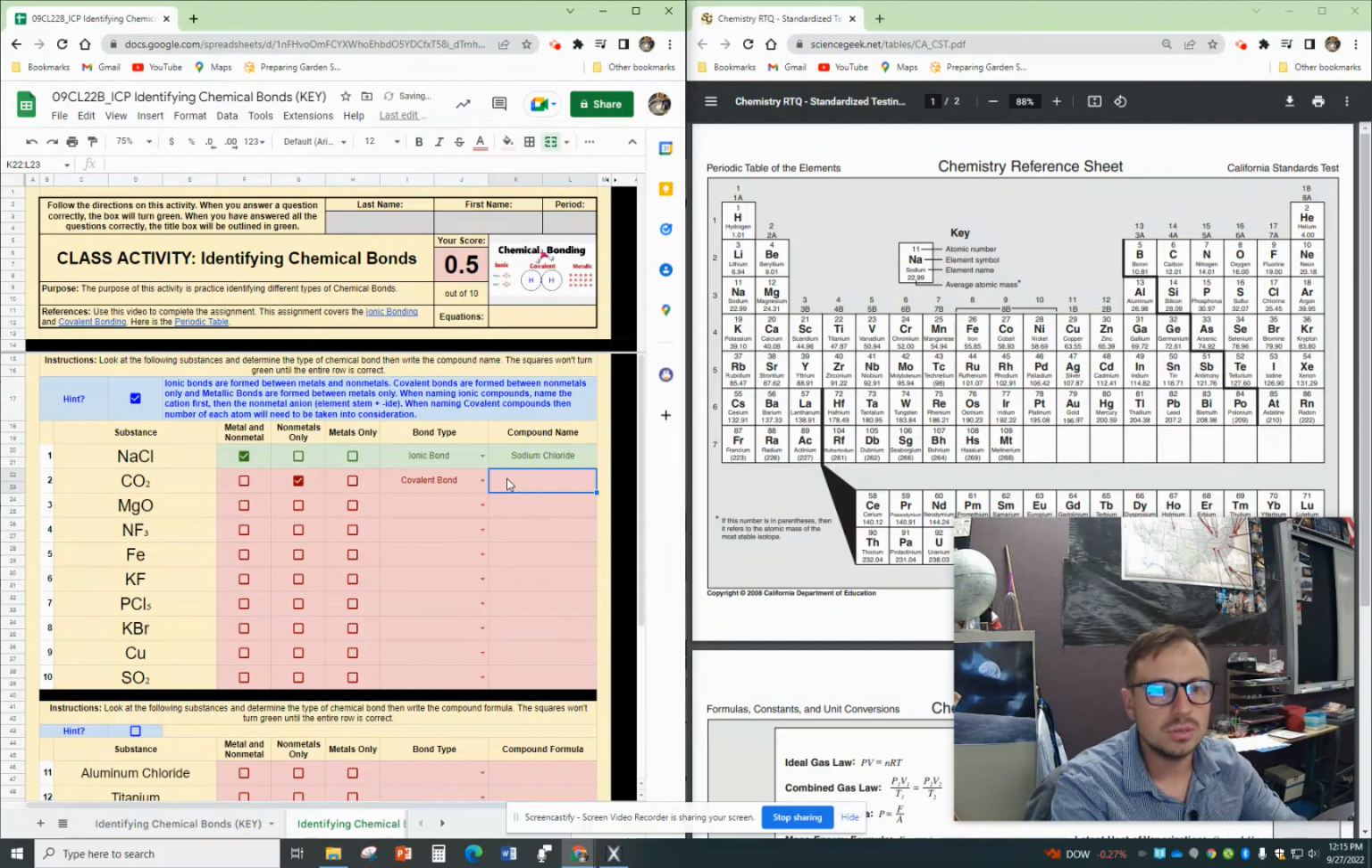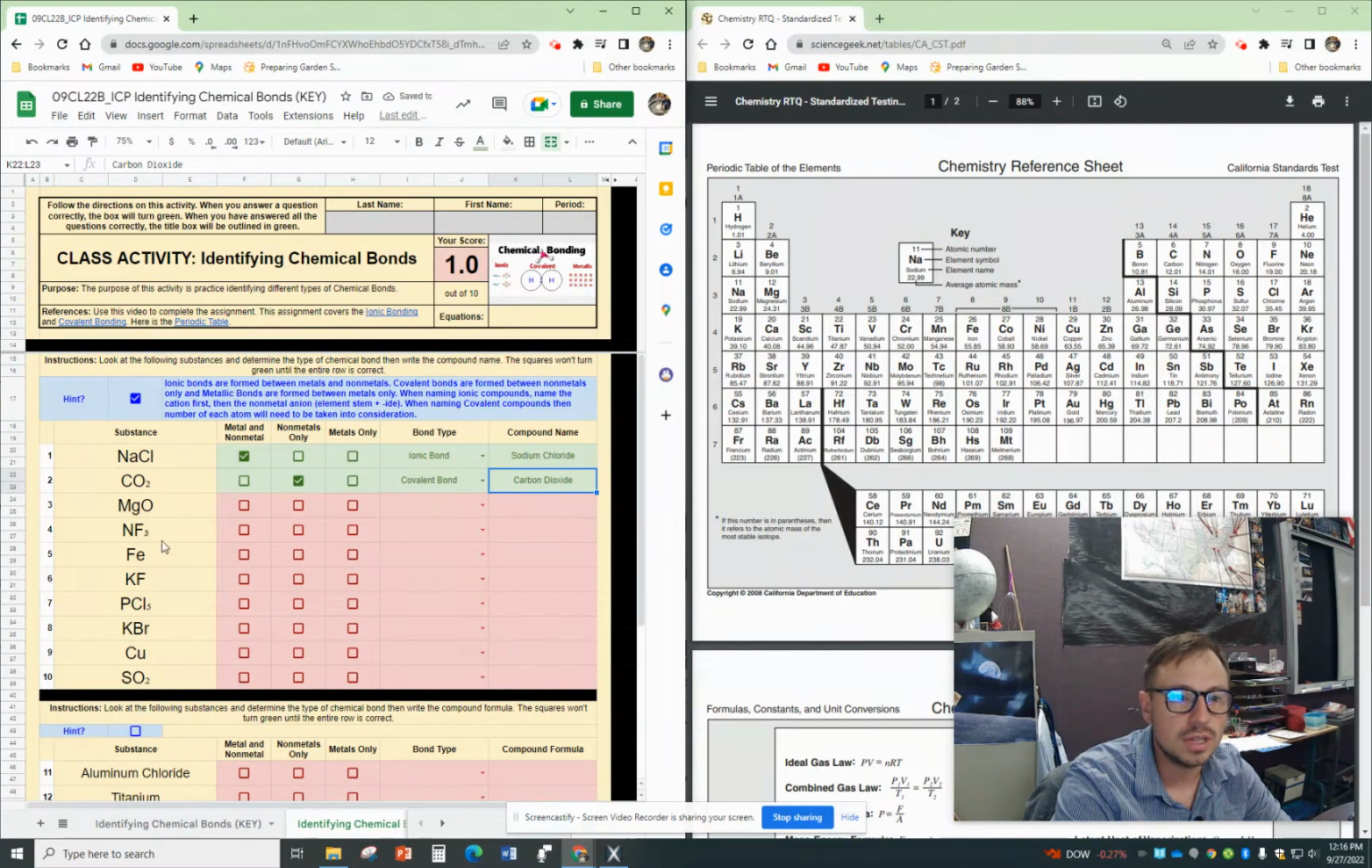Now, I only have one carbon, so it's going to be carbon. And then I'm going to have to take into account how many of each of these atoms I have. I've got 2 oxygens, so it's going to be dioxide. Same principle with dropping the last part and adding "ide," but I do have to take into account how many, and I only have to do that for covalent bonds.